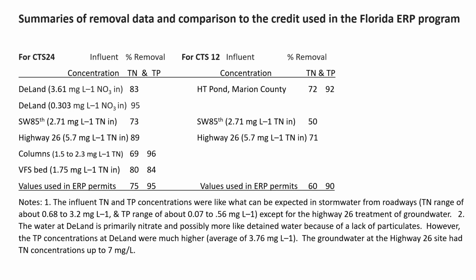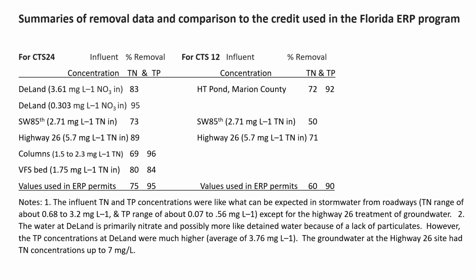The ERP credit for CTS-12 is 60% TN and 90% TP, and again the measured data tends to align with or surpass those benchmarks. A few important contextual notes. The influent concentrations across these sites were generally representative of typical stormwater from roadways, with the exception of the Highway 26 groundwater treatment scenario. The DeLand site was primarily treating nitrate with limited particulates, making it behave somewhat more like detained water, and its TP concentrations were notably elevated at an average of 3.76 milligrams per liter.